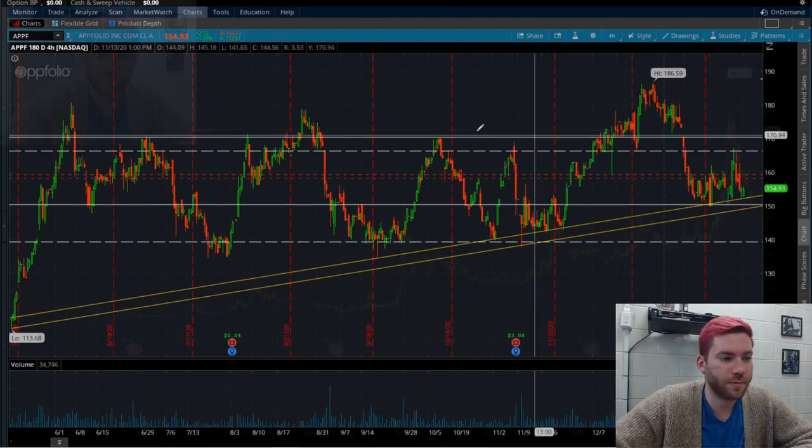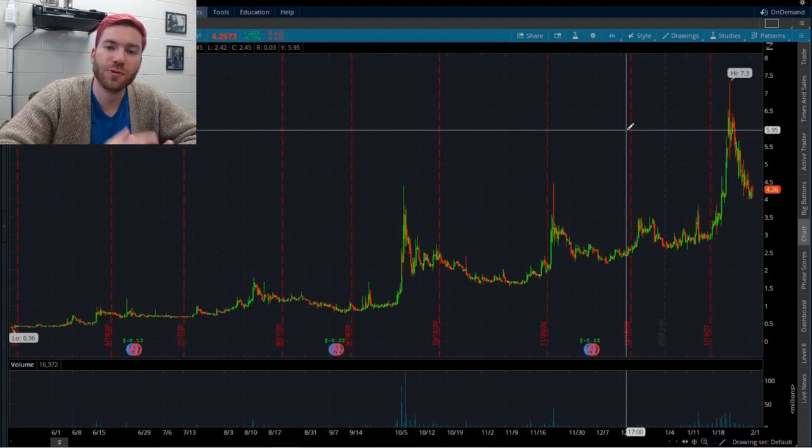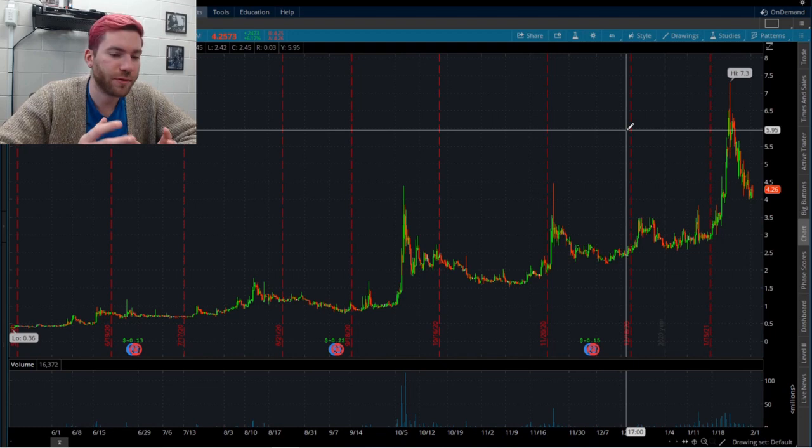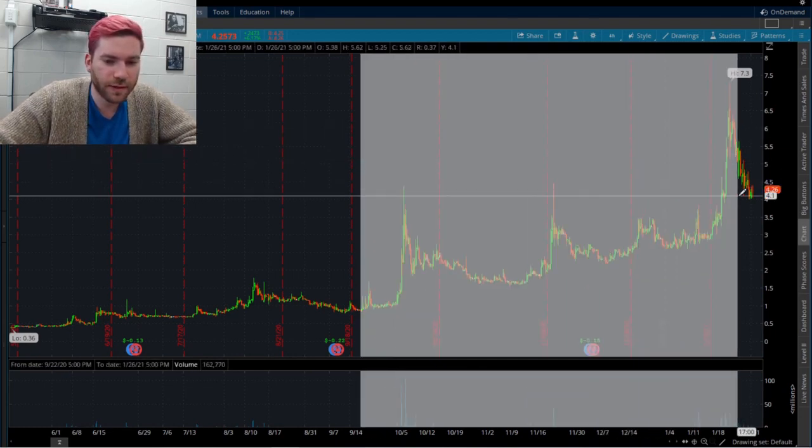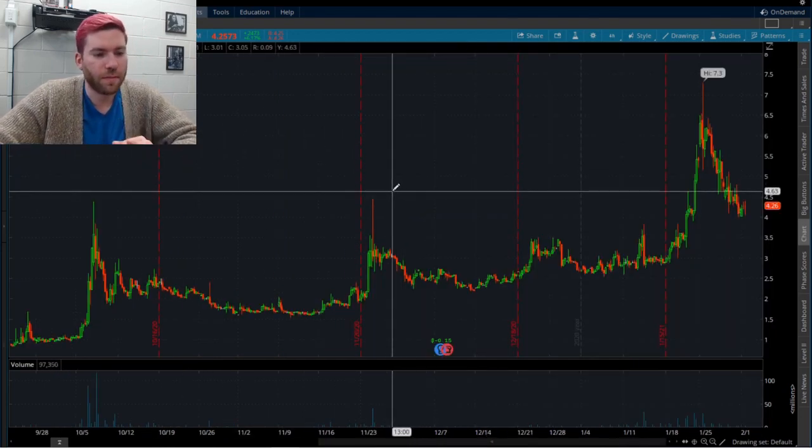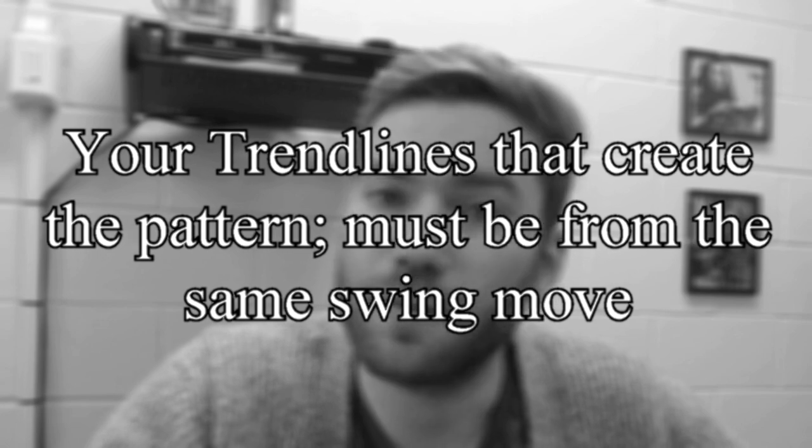Let's check the next one. OPTT is one of our bigger winners this year. It was a great win. Let's look at it over here. Remember, when drawing trend lines, these trend lines will lead to your patterns, right? You have your resistances, your horizontal lines or diagonal lines. All of your patterns for ascending triangles must come from the same move.